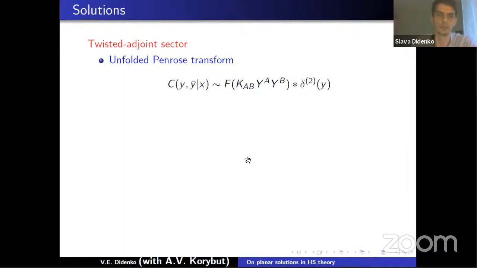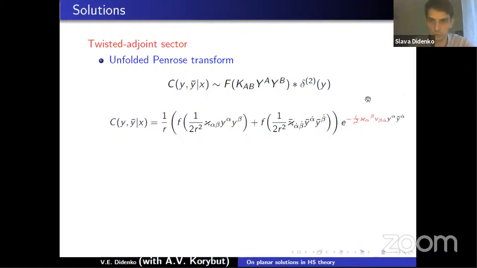It can be solved by using the sort of unfolded Penrose transform that was also in Yasha Neiman's talk. The idea is to take an arbitrary function f that depends on the global symmetry parameter K. Once K satisfies the adjoint condition, then any function of f with some extra twist provided by this star product with a delta function gives the solution for the twisted adjoint model. I skip the details, but the result is as follows. So this is the direct calculation.